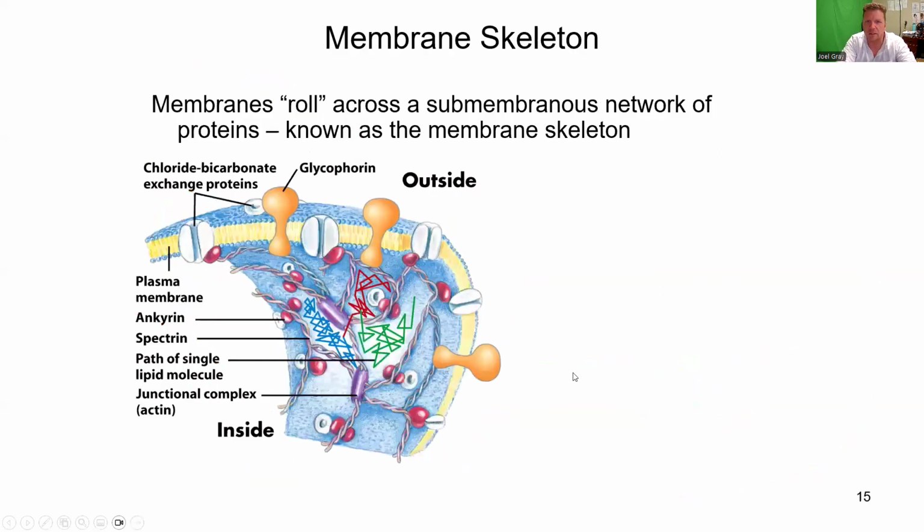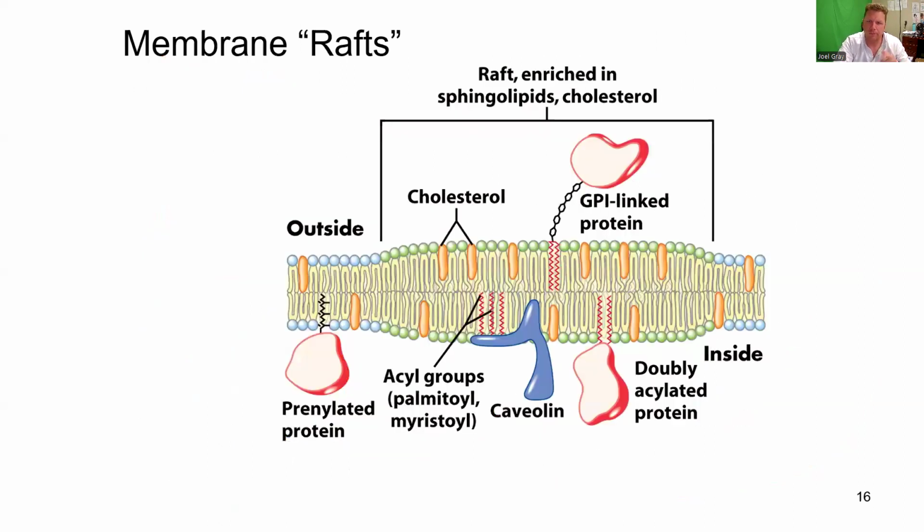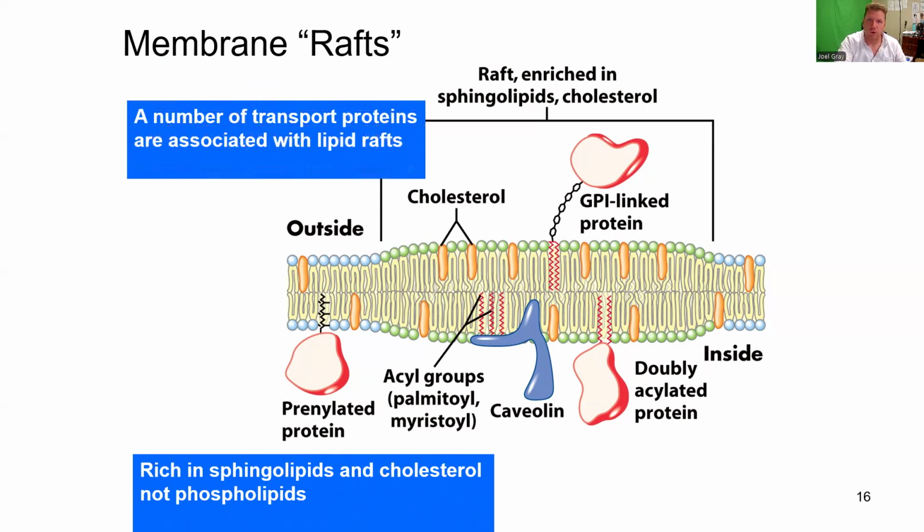And these last two slides, we don't have to. Oh, I did want to mention membrane rafts, and this is where proteins get concentrated. And whenever they get modified, they'll concentrate and form what are known as membrane rafts. Membrane rafts are rich in sphingolipids and cholesterol, but not phospholipids. A number of transport proteins are associated with lipid rafts.